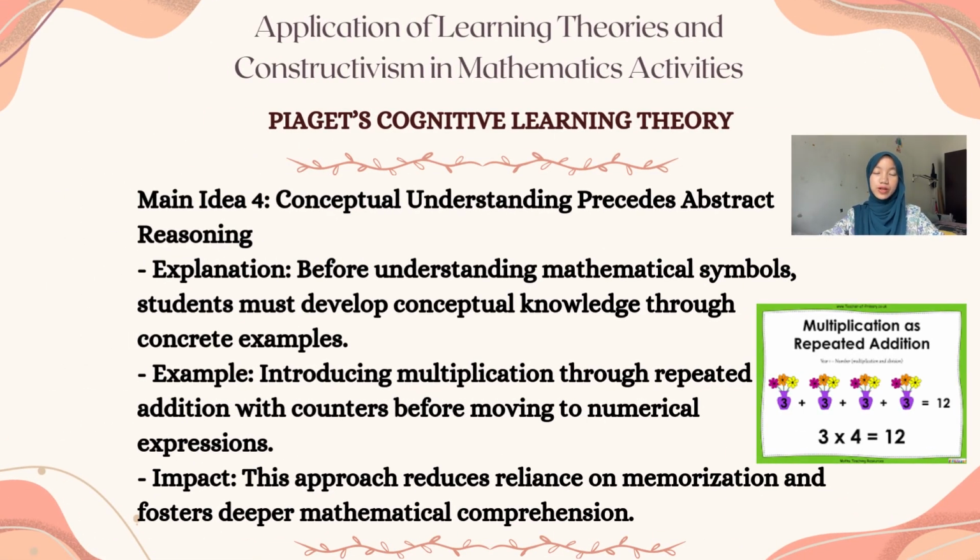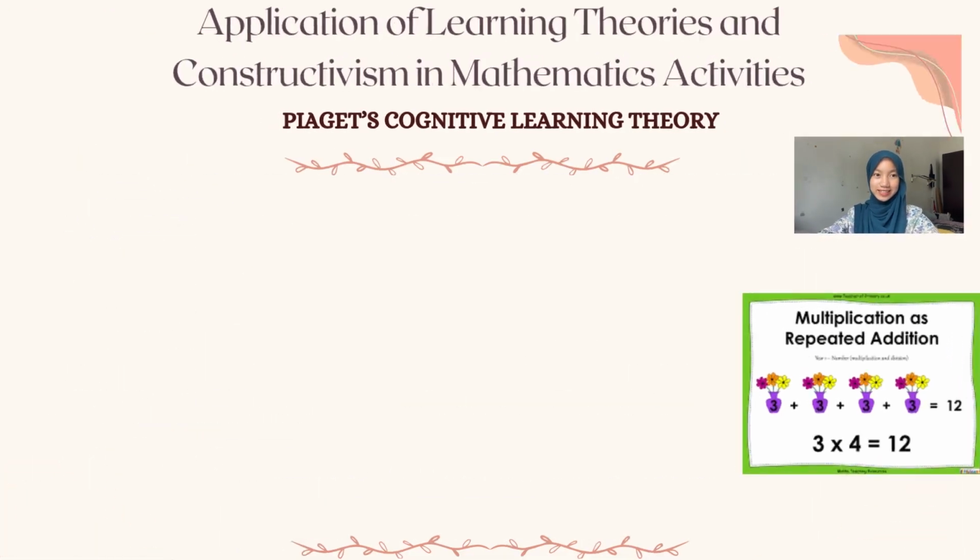Furthermore, conceptual understanding precedes abstract reasoning. Before understanding mathematical symbols, students must develop conceptual knowledge through concrete examples. For example, introducing multiplication through repeated addition with counters before moving to numerical expression. This approach reduces reliance on memorization and fosters deeper mathematical comprehension.